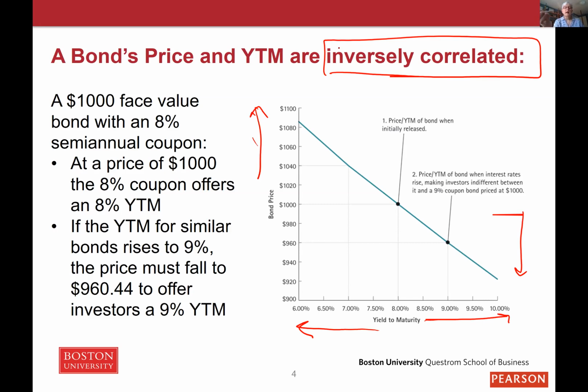And you'll see this a lot when you're looking at things in the news that are talking about bond prices fell. Well, when it says bond prices fell, it's because interest rates are going up. When the Fed does something to decrease interest rates, bond prices generally go up.